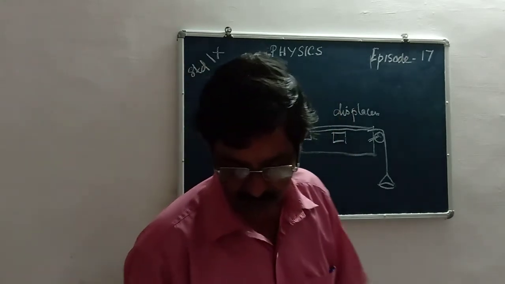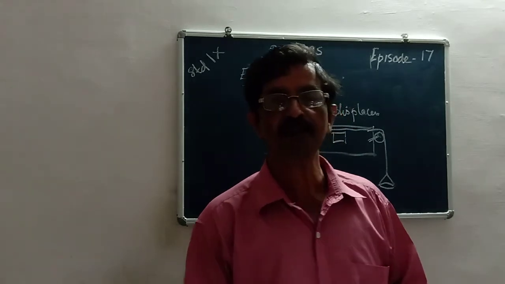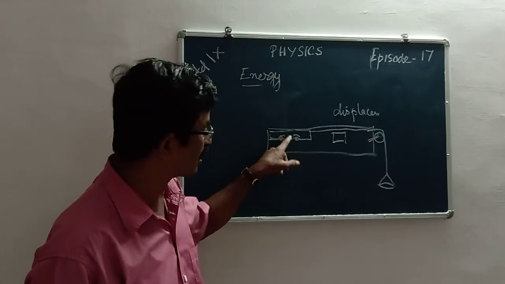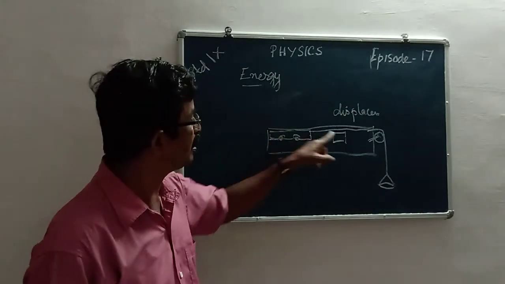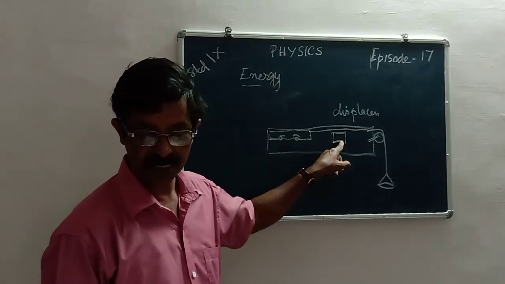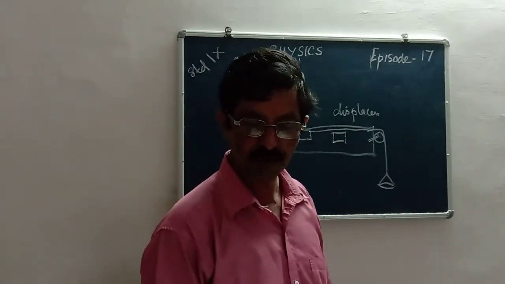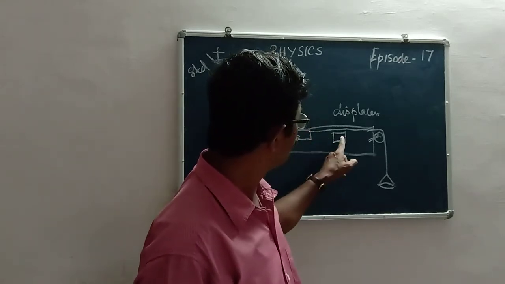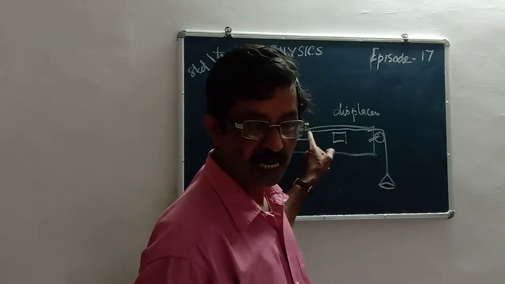Some questions to you. From where does the energy come? From the motion of this body. That means the motion of this body produces this energy. And another question: from where does this energy get to move this block? Due to the motion of this what?